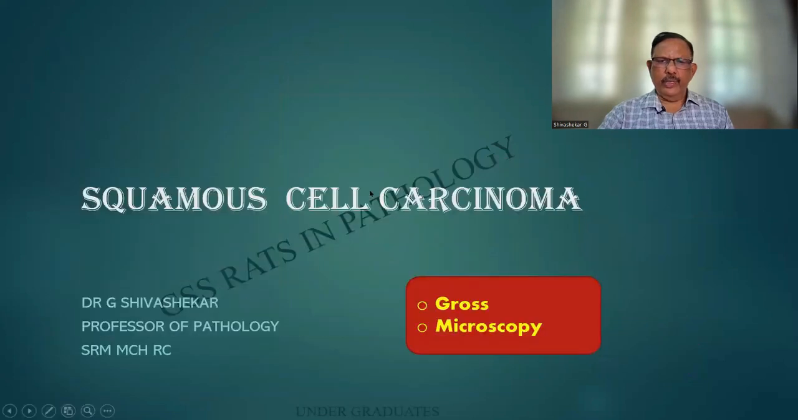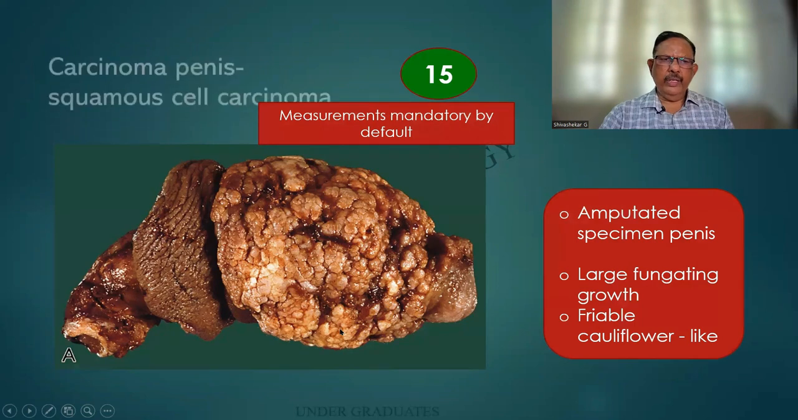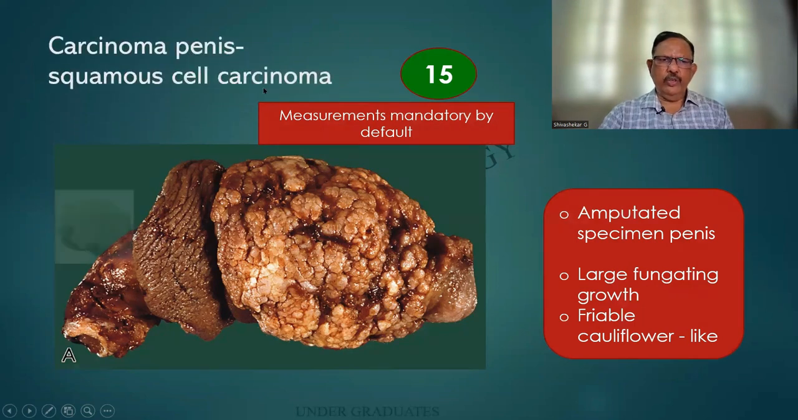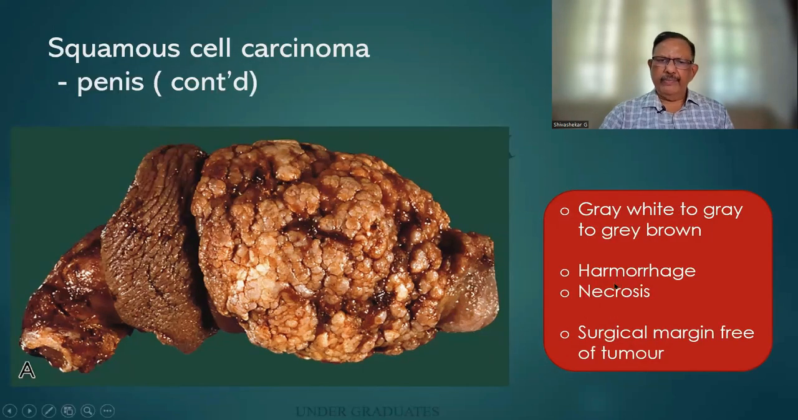The squamous cell carcinoma. It is a malignant counterpart, both the gross and the microscopic. This can be kept as a specimen, an amputated specimen of the penis, which is showing a squamous cell carcinoma, a cauliflower-like growth. Look at this one, it is almost similar. It is grayish brown in this case, friable. There is no covering skin or epithelium that is seen. And it is an amputated specimen. Large, fungating, proliferating, friable, cauliflower-like growth. There can be some areas of hemorrhage and necrosis, but this surgical margin is free.